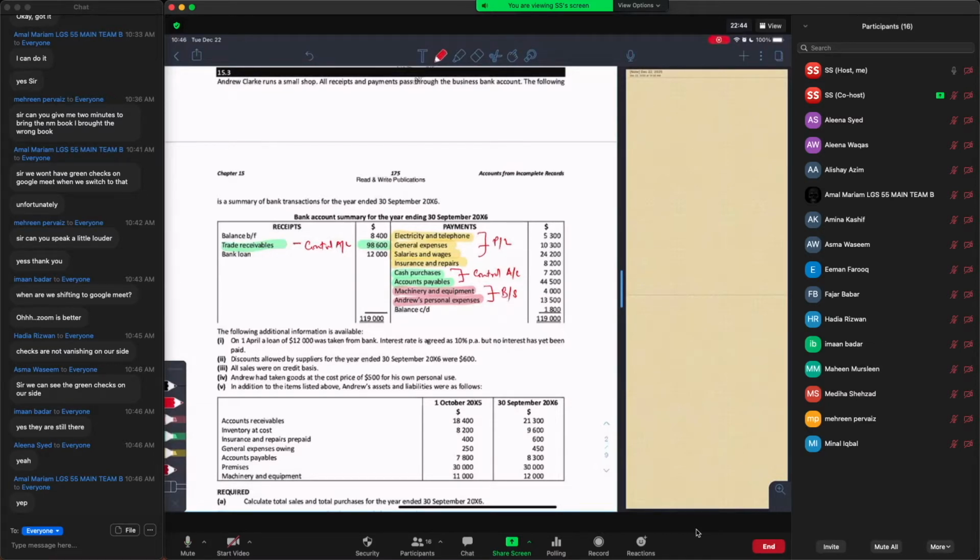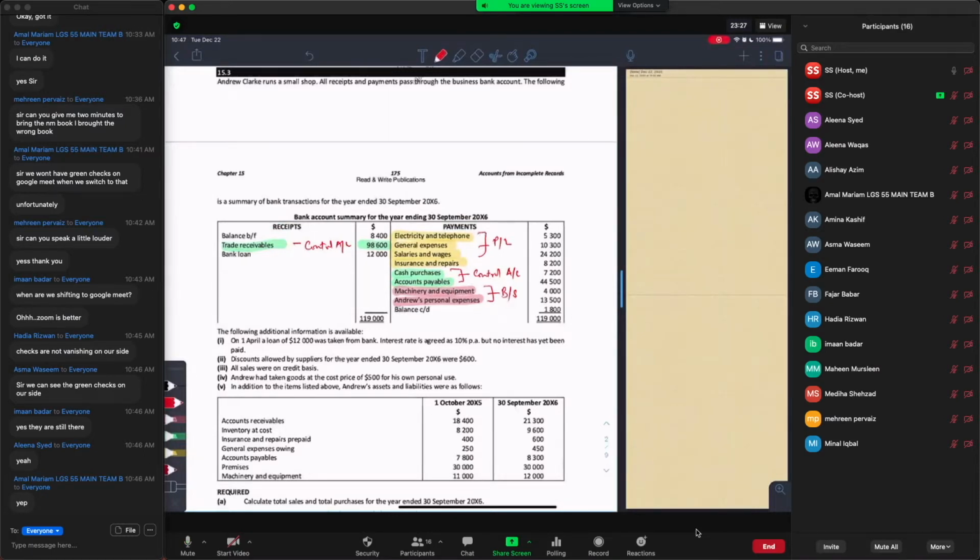Hadia says Zoom is much better, Iman. Yes, checks are not vanishing on your side. Yes, Hadia, actually I just updated the Zoom client. There is a recent update, and it has reactions with smiley faces and lots of other things. When you also update your Zoom client on your end, it will have a slightly different interface about the non-verbal feedback. Yes, Asma, your green checks are staying, but I have no option here on my end to clear them out, so you can clear out your green checks yourself.